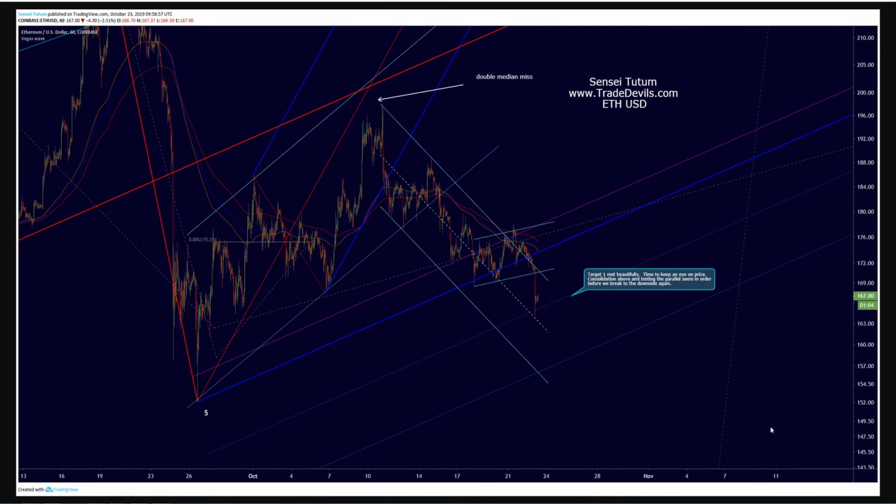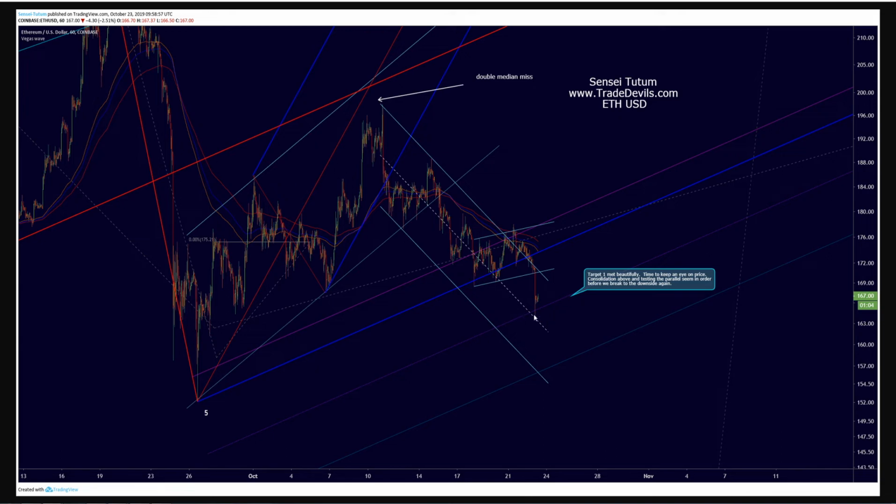Let's see what happened. Look at that. We did find support there, but we didn't get much of a bounce off of it, and then boom, it broke right through to the first target, and having gotten to the target, it should probably consolidate some before we break down. And look, do you think this is an accident?